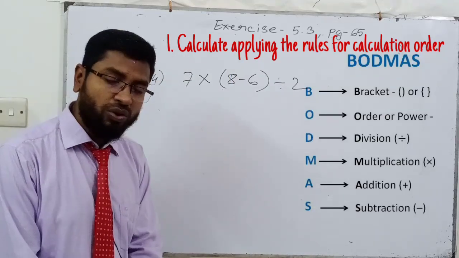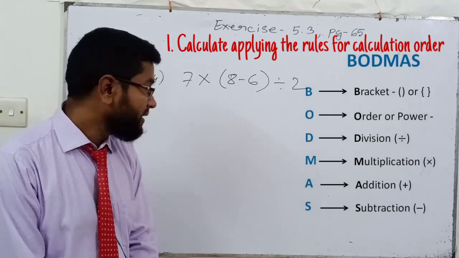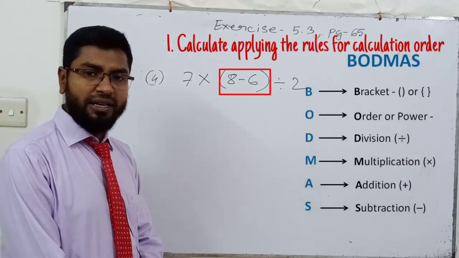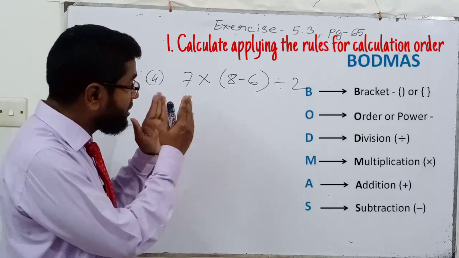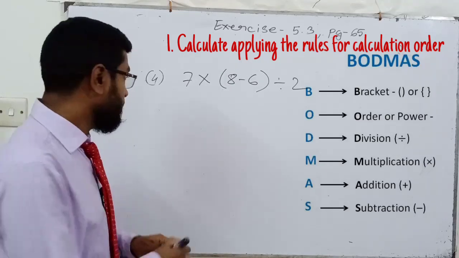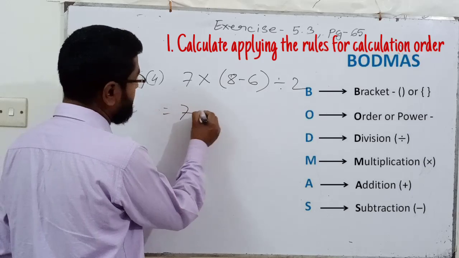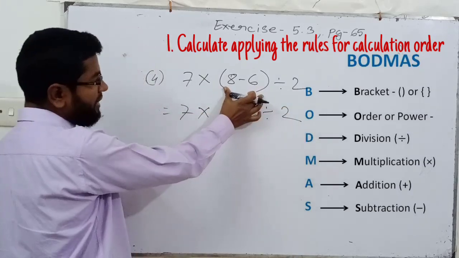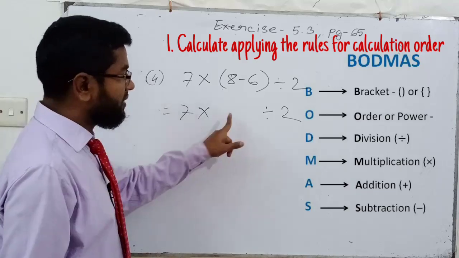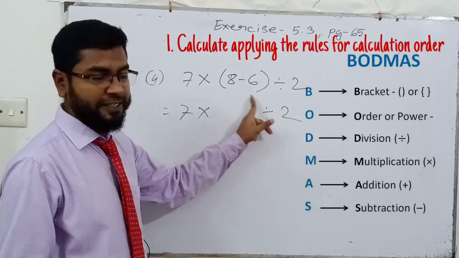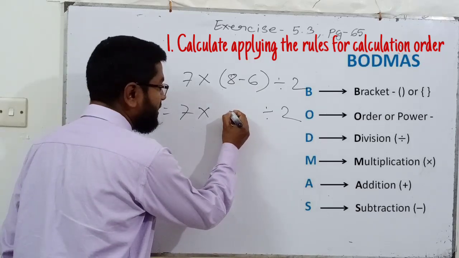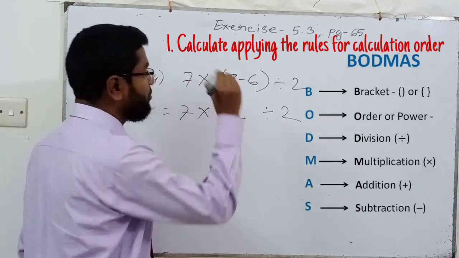Inside the bracket, what are the digits? Yes, 8 minus 6. We will calculate only this part. Now the rest of the part we will write: 7 multiply, and here I will write divided by 2. I will calculate this part and write it here. What will be here? 8 minus 6. Yes, that will be 2.